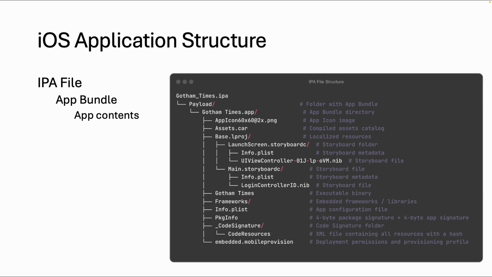And there could be an embedded.mobileprovision file, which contains some information about the permissions of the app and about the provisioning profile. The provisioning profile is linked to the Apple developer who built this app. You can also get some information about the author of the app, which is registered within Apple.